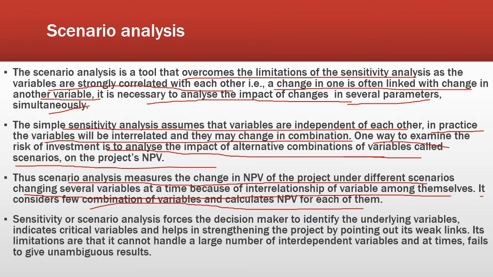So sensitivity or scenario analysis forces the decision maker to identify the underlying variables, obviously, the variables that affect the NPV most. It indicates the critical variables and helps in strengthening the project by pointing out its weak links. When you relate the different variables with the change in the project's NPV, you understand that there can be some variables which do not affect the NPV at all. So that is a weak link, and also anything harmful for the project is also a weak link.